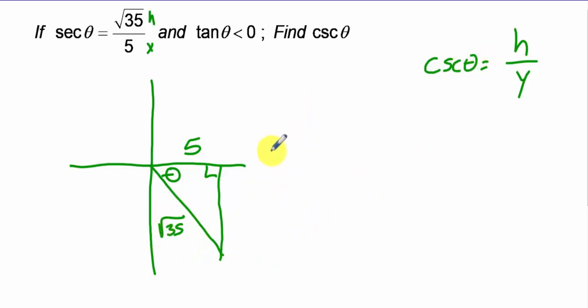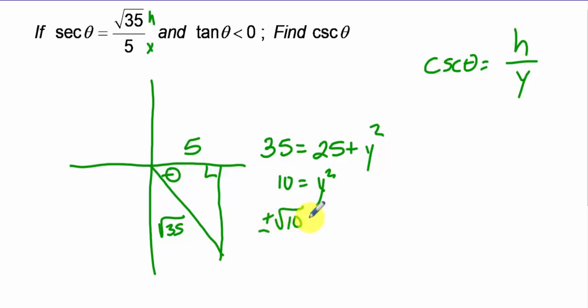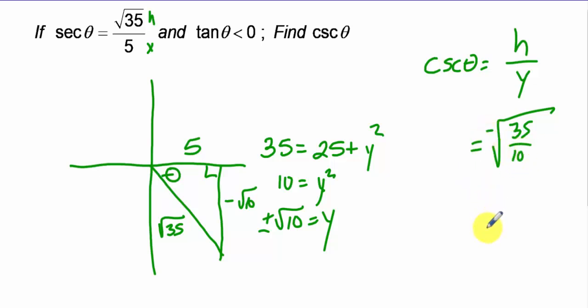So I'll go ahead and find that. I have 35 is equal to 25 plus y squared. 10 is equal to y squared. And plus or minus root 10 equals y. So in this case, you'll notice that y has to be negative, so negative root 10 is equal to the y. Therefore, I have root 35 over negative root 10, which is going to be equivalent to the cosecant.